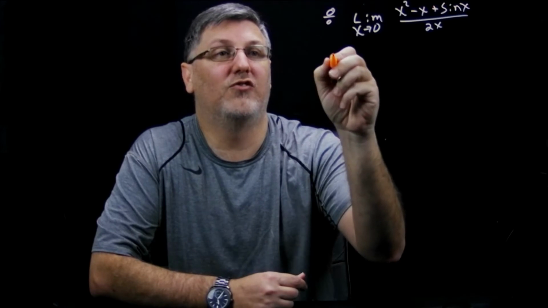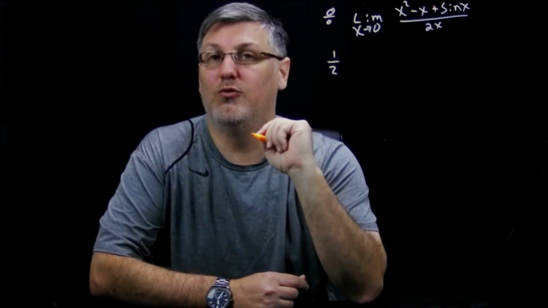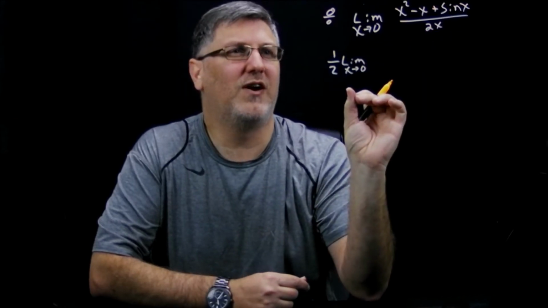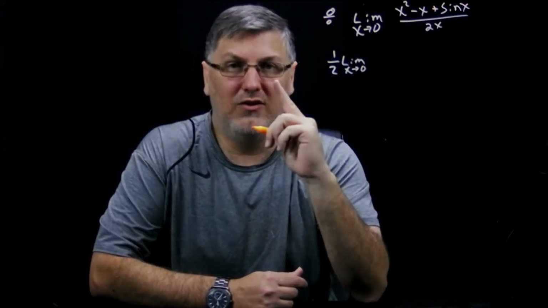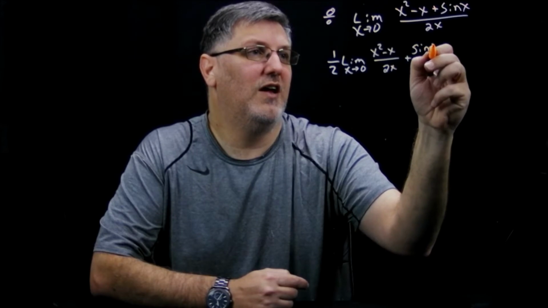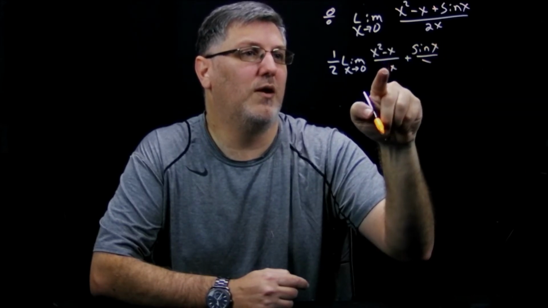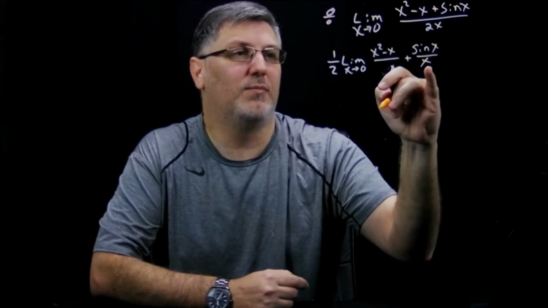So I need to do some manipulation, and this is where you're going to have to think a little bit outside the box. I see this 2 on the bottom. That really means I'm multiplying by 1/2. So I'm going to pull that on the outside first. I'm going to do 1/2 because that takes care of this 2 for me. Now I still have the limit as x approaches 0. And I'm going to break this up into 2 different fractions because if I can get sine x over x, I know that's 1. So let's see what I can do. I can say that x squared minus x over 2x plus sine x over, oh, the 2 goes away because of the 1/2 right here, over x. Hey, look, that's a special limit.